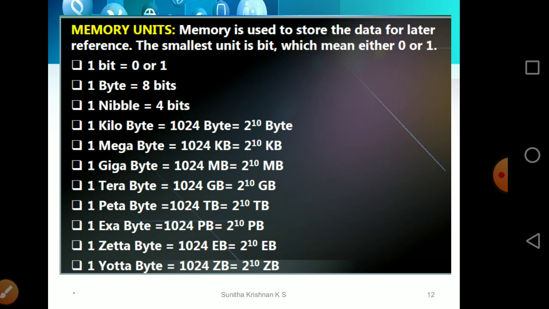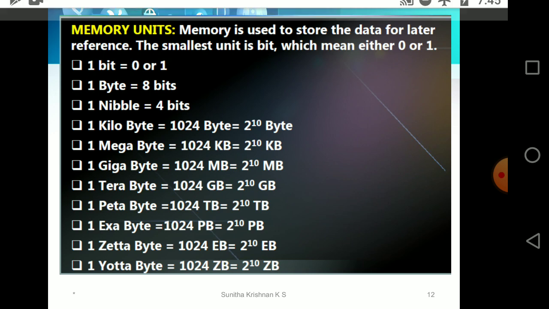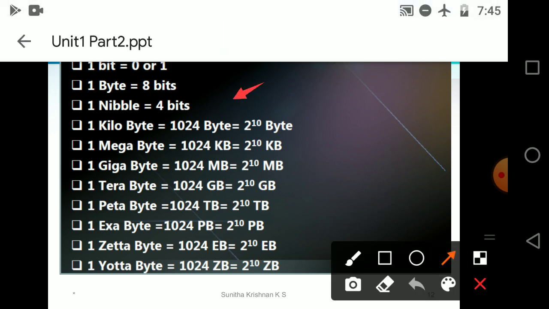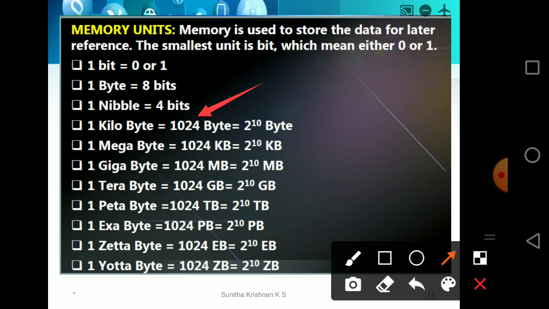You can see normally kilo stands for 1000, right? Here in computers 1 kilo refers to 1024, not just 1000. It is based on 2 raised to 10. So 2 raised to 10 bytes constitutes 1 KB, or 1 kilobyte.